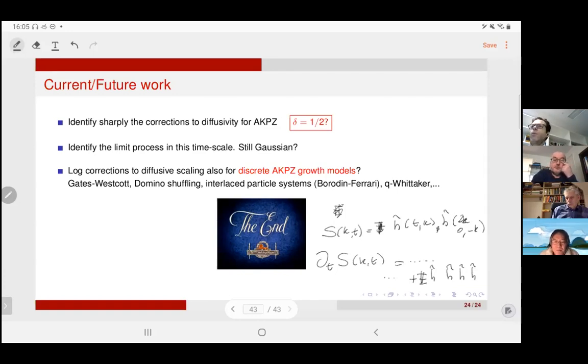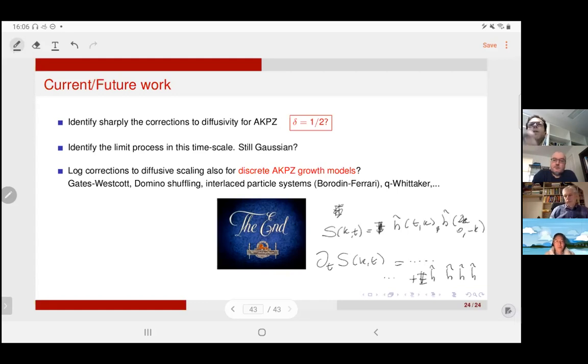If at that moment you make a Gaussian approximation, you say, suppose the H's are still Gaussian, then you factorize, you just apply Wick's formula. And then at that moment, the equation closes, then you solve it, and you will find the square root log t behavior. So it's really, if you want, a Gaussian approximation at some point, which can be reasonable.